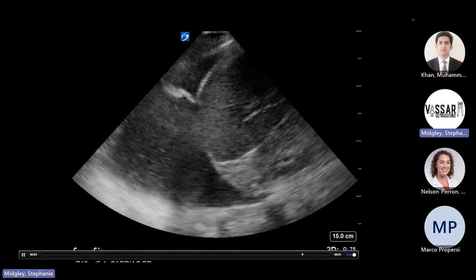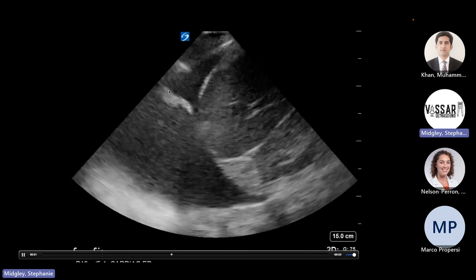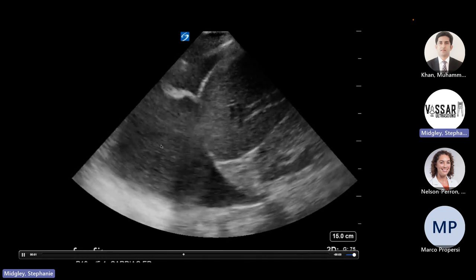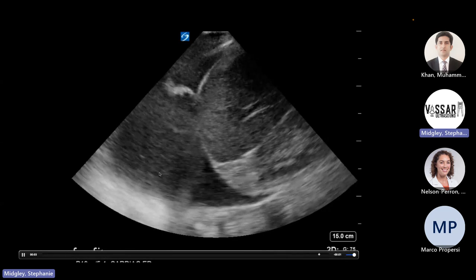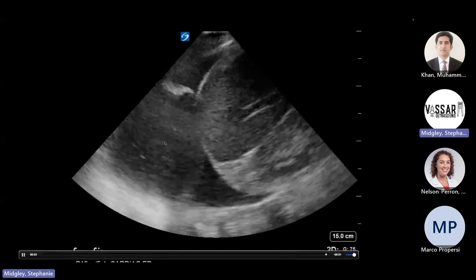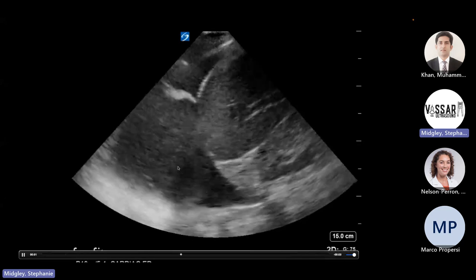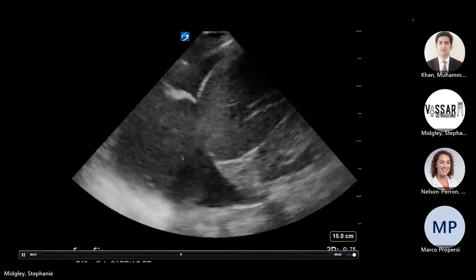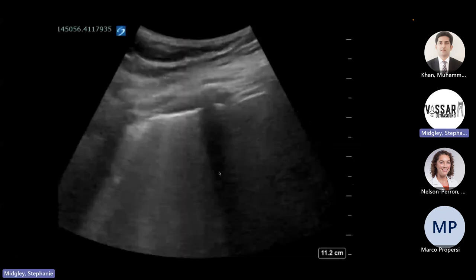This little white thing is atelectatic lung, sort of floating in this large effusion. And even though this is a bit overgained, you can notice there's these little speckly things floating in here. So this is a plankton sign. So this could be from an exudative effusion. So it's either pneumonia or it could be malignancy. Probably malignancy given the size.